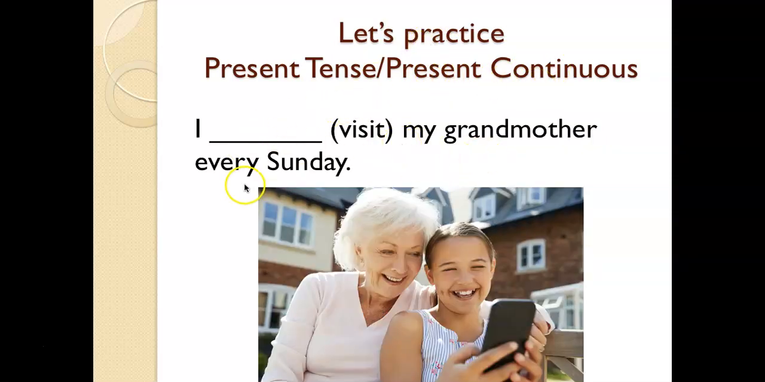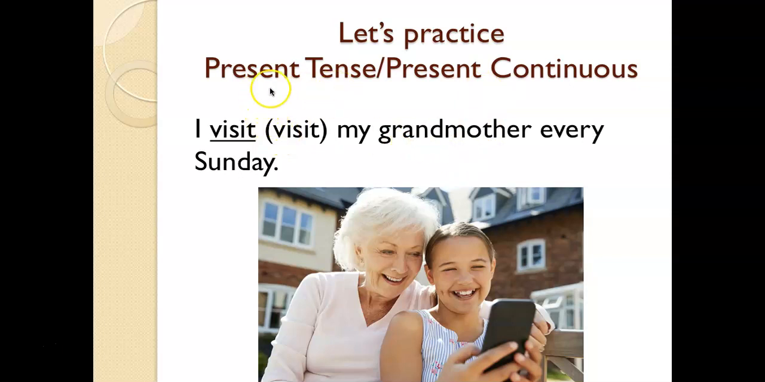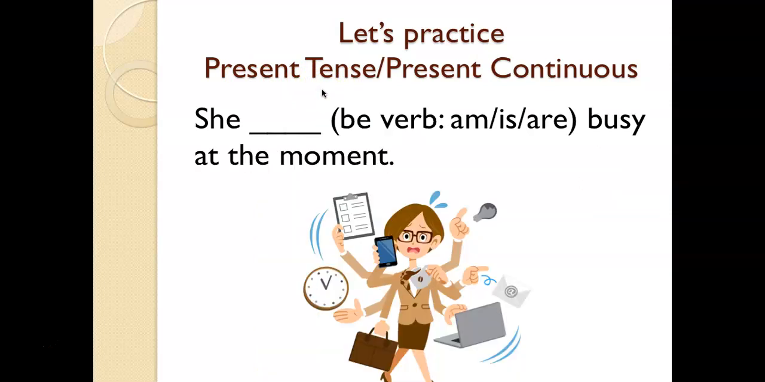I visit my grandmother every Sunday. So is that present tense or present continuous? So this one is present tense. I visit my grandmother every Sunday. Every Sunday is the clue word. And you know when you see that it's present tense. Now, if we're talking about the little girl, like she, we can say she visits her grandmother every Sunday. Remember, for present tense, only he or she would change.